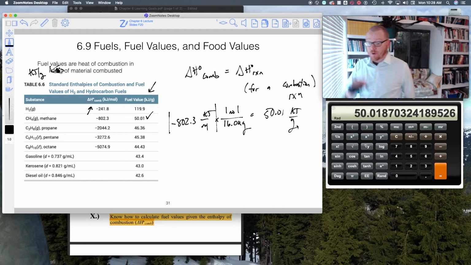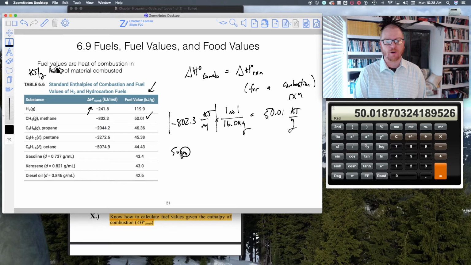So these fuel values are much more useful because, again, we don't have a mole meter in lab. We have a mass balance, right? So you could weigh out how much gas you're using in a reaction and very quickly get the total amount of kilojoules. So for example, suppose I burn 1 gram of methane. Well, if I burn 1 gram of methane, then I'm going to get 50.01 kilojoules of energy. Okay, so that's why the fuel value can be more useful for engineers, for example.